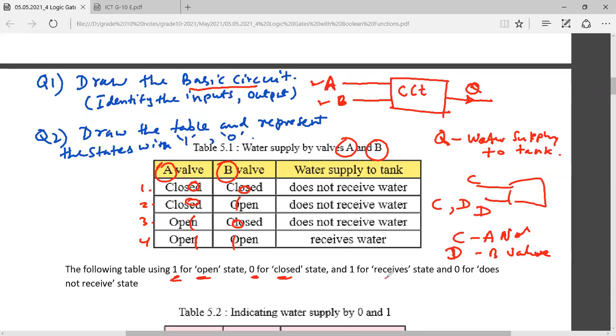So what is the output? Receives is 1. Receive water is 1. If it does not receive, then it will be 0. So this will be 0, 0, 0. If these two are satisfied, A valve got open, B valve got open, now water is received. This circuit is working. If not, this circuit is not working. Water is not supplying. This is the logic. You need to understand this logic properly.